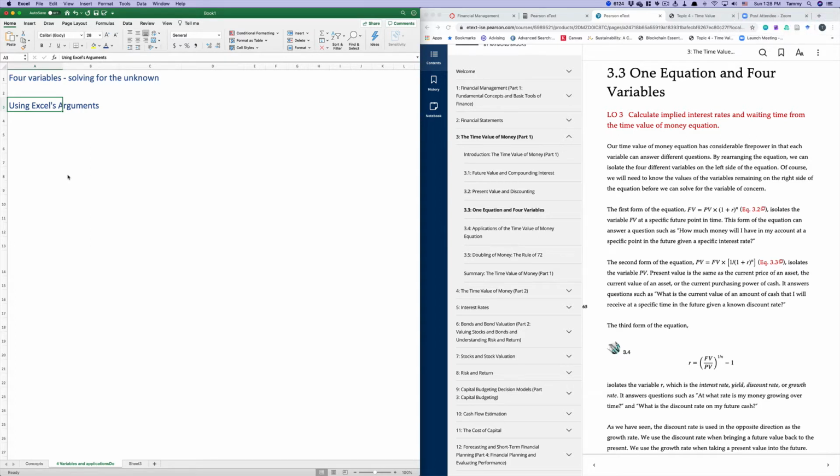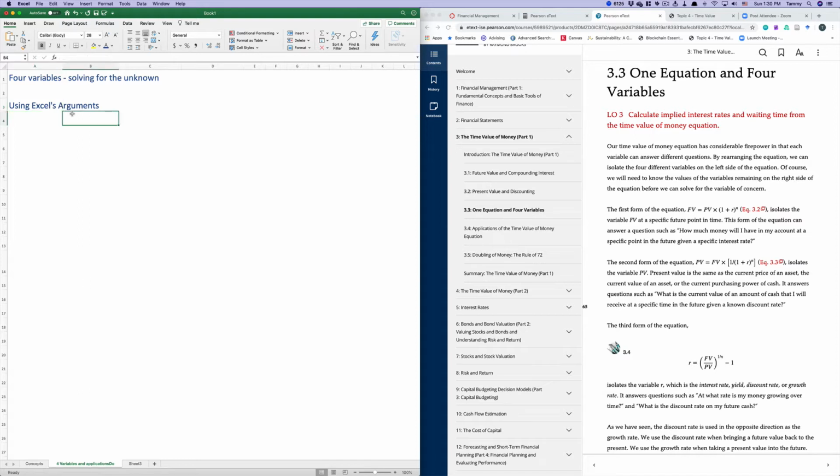The hard thing in this chapter is not the mechanics of setting up the functions. The hard thing is getting your head around what's being asked for. Is it a present value? Is it a future value? Which one's which? And then there's other things in the homework where they're using financial terminology that you may or may not be familiar with.